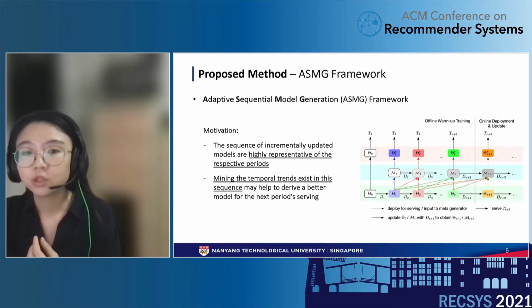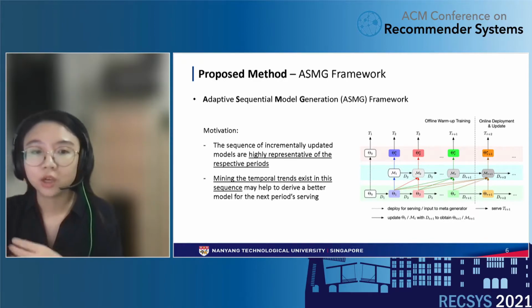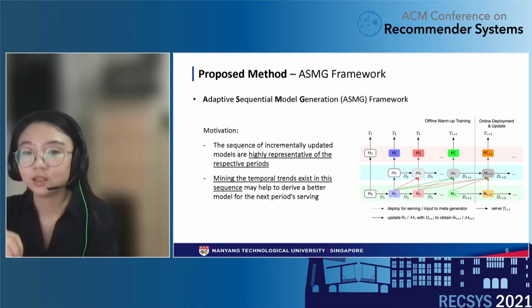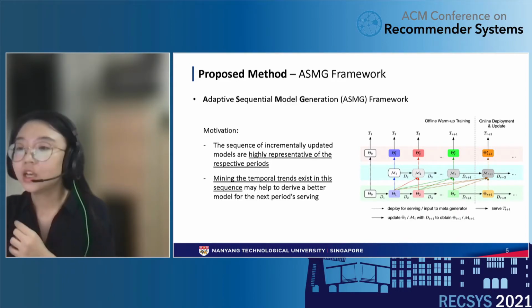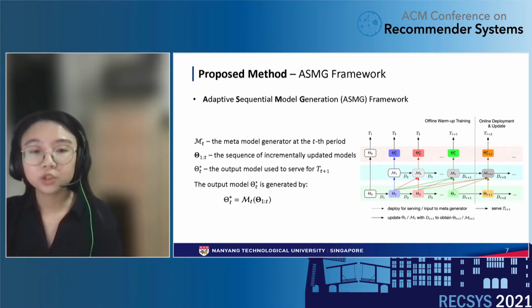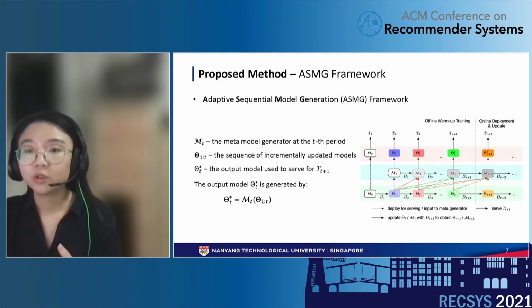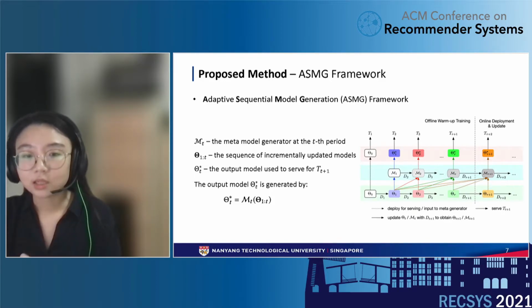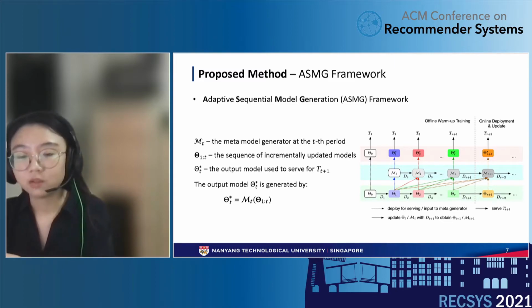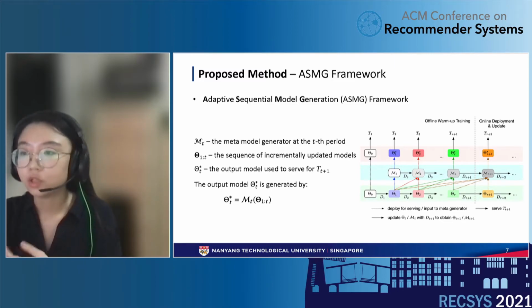So given a sequence of incrementally updated models, we can now extract the temporal trends that exist in this sequence, which may be very helpful in generating a better one for the next period. To achieve this, we introduce a meta model generator denoted by M_t for the t-th period. Given a sequence of incrementally updated models theta_1 until theta_t, we will generate the output model theta_t star, which will be used for the next period serving, by inputting this sequence of models into the meta generator.